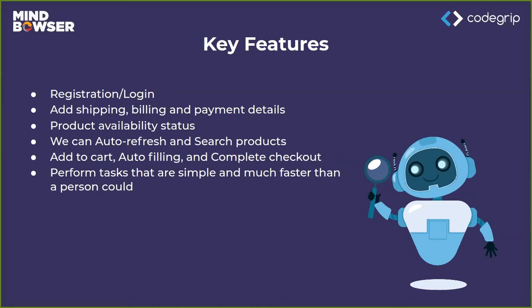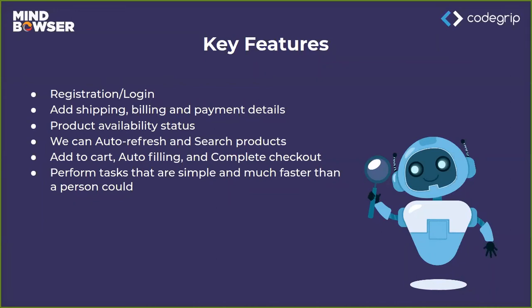Then the next key feature is product availability status. We can check the product availability status, like whether the product is out of stock or the product is available or not. Here we use the web scraping concept, with one library, Beautiful Soup. Using Beautiful Soup, the bot finds whether the product is available or not. If the product is available, then we go for the further process, and if the product is out of stock, then we can auto refresh the product page also.